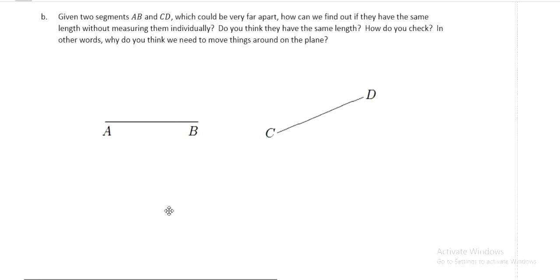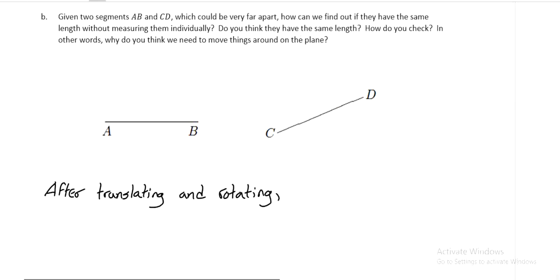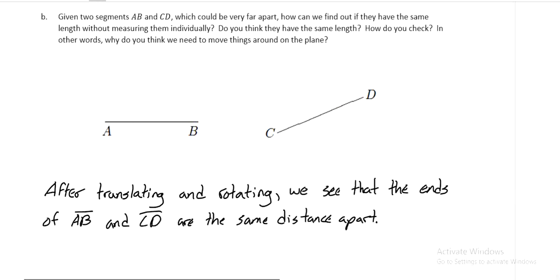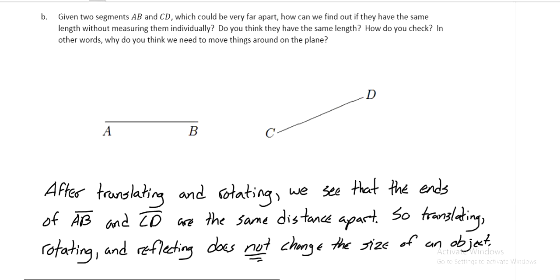Down here, we'll answer the question, do you think they are the same length? We'll say, after translating and rotating, again, that means sliding and spinning, we see that the ends of AB and CD are the same distance apart. So, translating, rotating, and reflecting does not change the size of an object. We did translating and rotating.